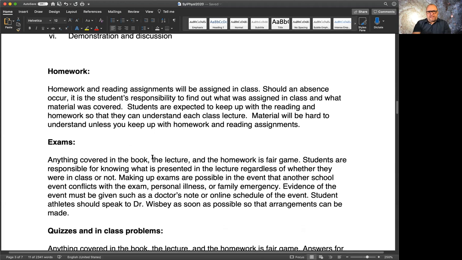Okay. The homework is going to involve homework problems that will be due every couple of days, and that will be in the Google Calendar. It's also important to keep up with the reading, because to really get an understanding of it, you need to read the textbook.